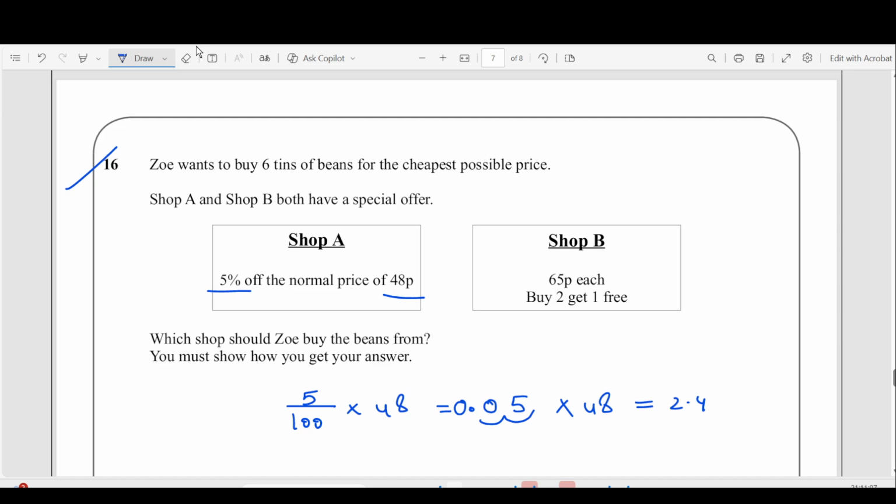Ah, 5 over 100 is 0.05, isn't it? Oops, yes. 0.05 times 48. And you don't need to put 0.48, because it is already in pence, right? This is 48, so just keep it 48. It's not in euro. Okay.